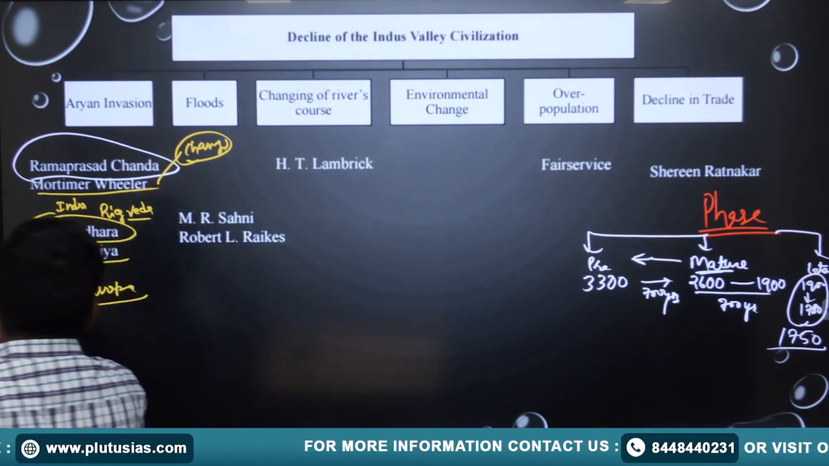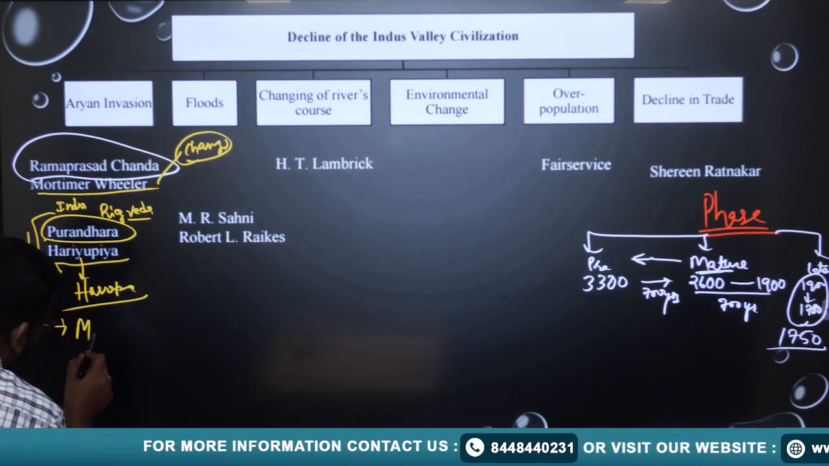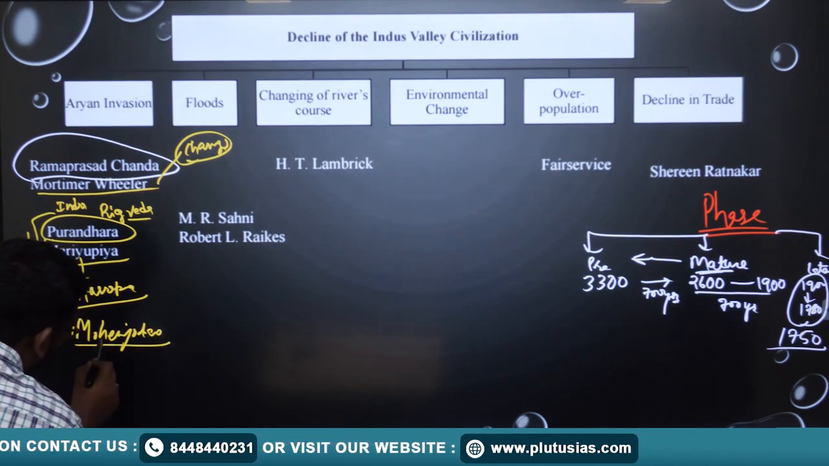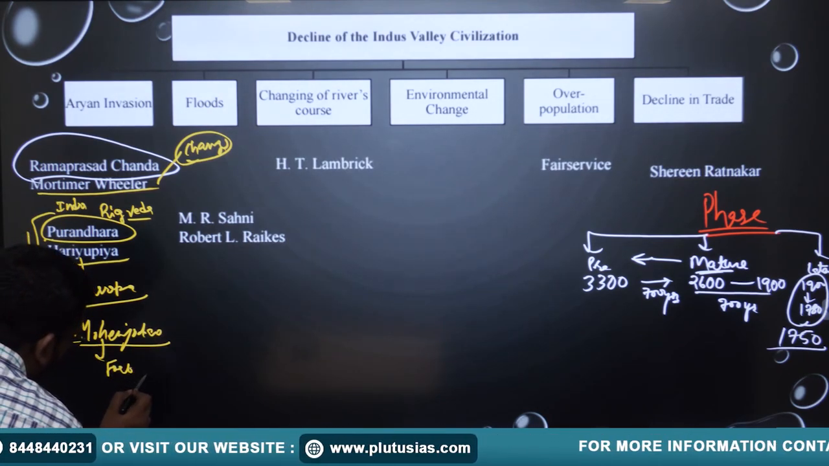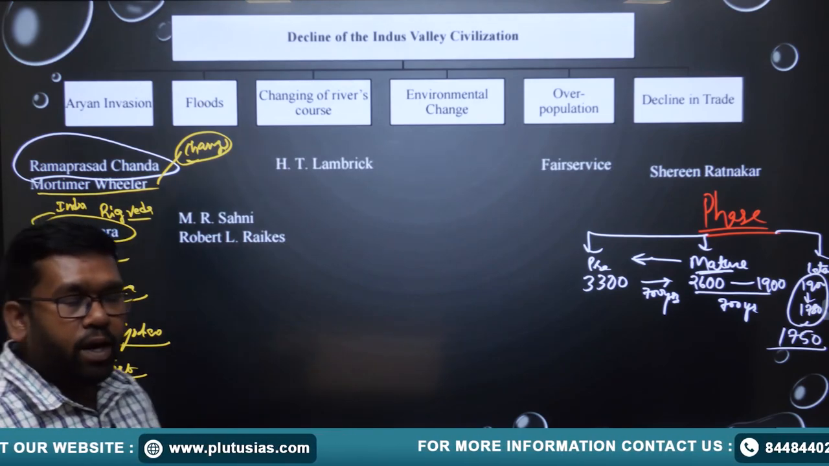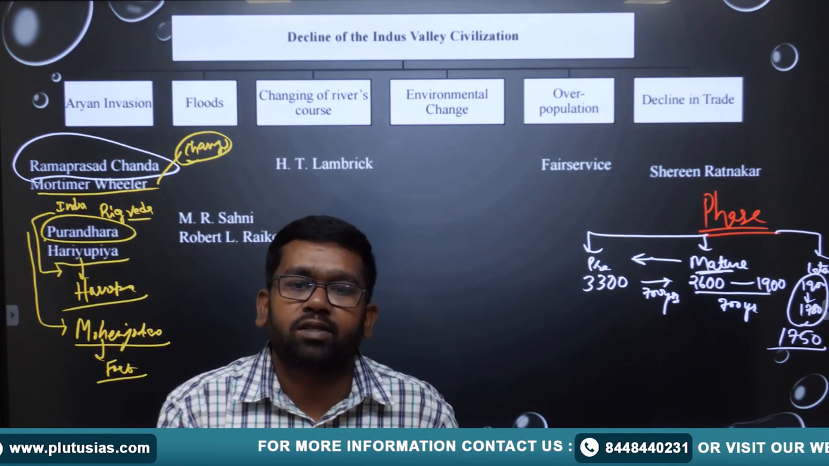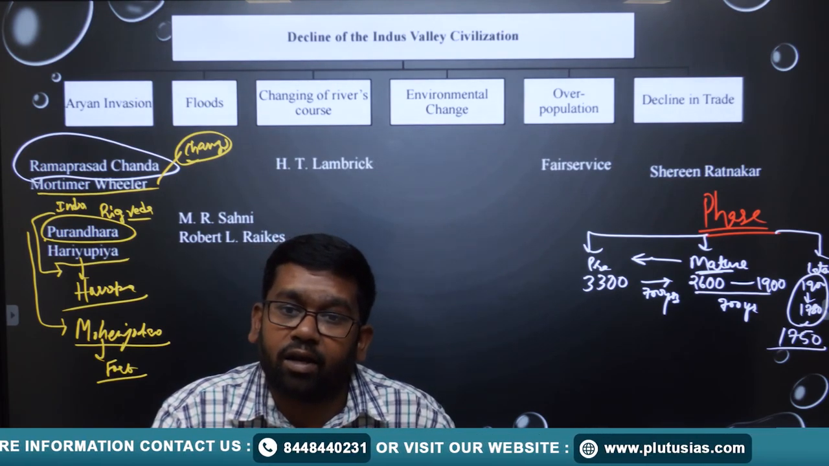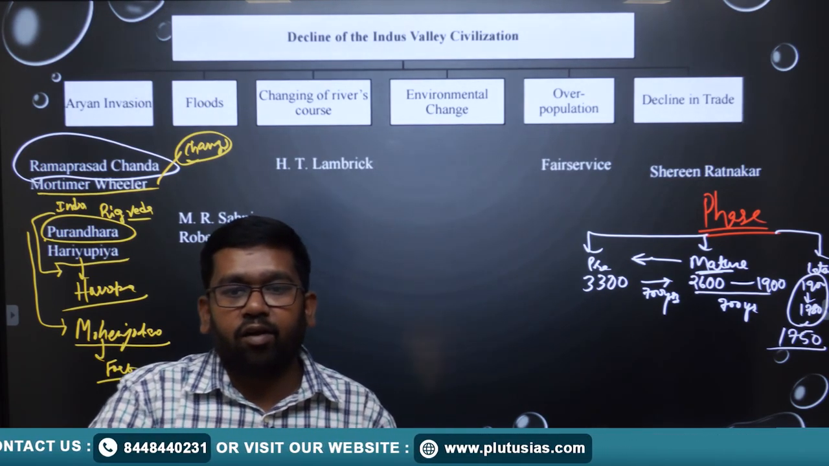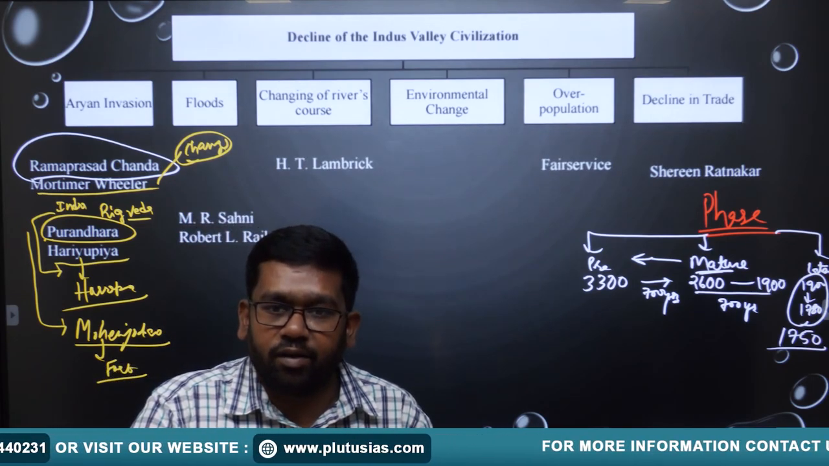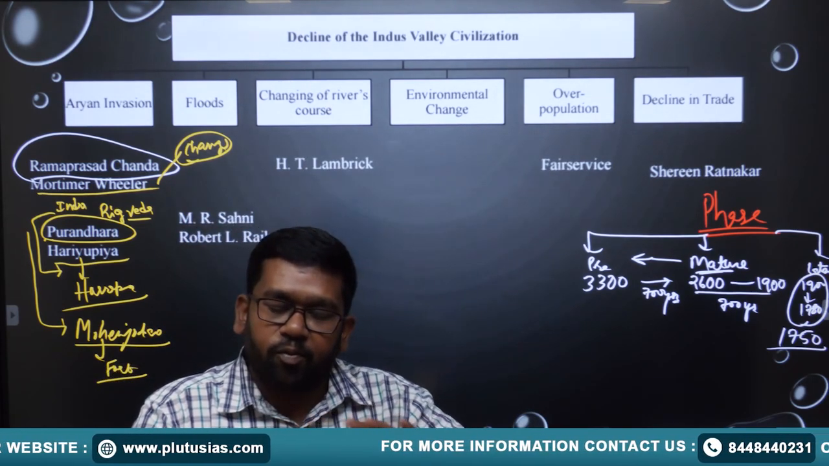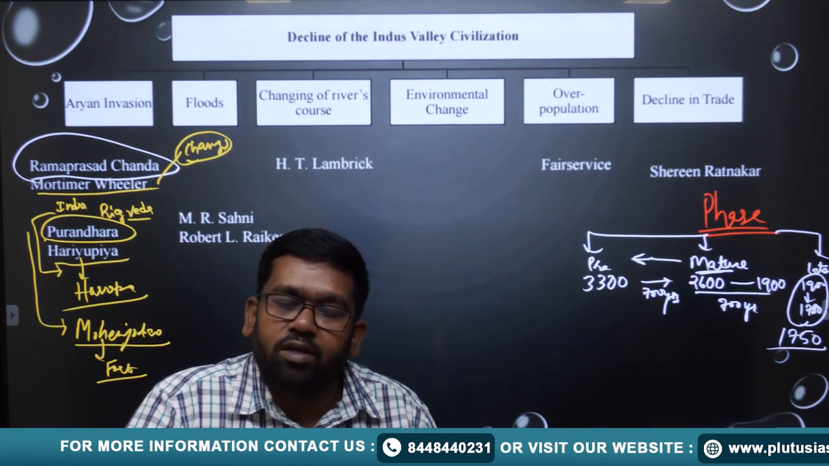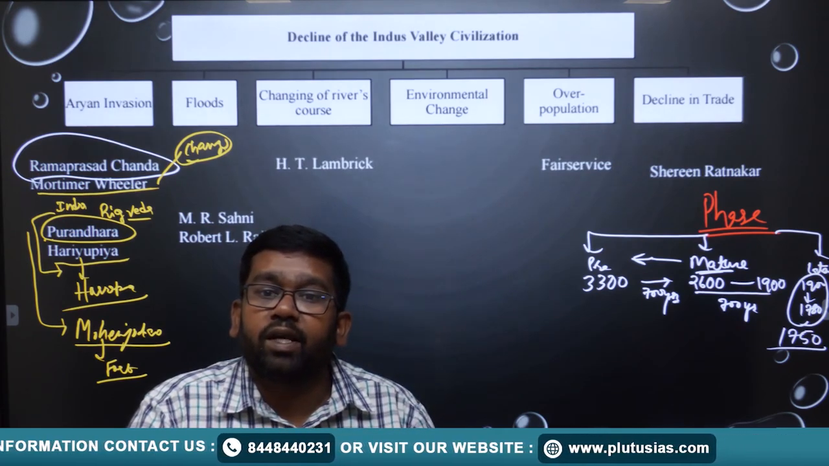The other point he made was that Mohenjo-daro is a fort, and the fort of Mohenjo-daro was destroyed by this person. So there is a lot of evidence that the citadel of Mohenjo-daro had been destroyed by Aryan invasions. So the main cause behind the decline of Indus Valley civilization was the Aryan invasion. The Aryans came here, destroyed the people of Indus Valley civilization, and then settled down in the northwestern part of India near the Saptasindhu region. But this judgment is not true.